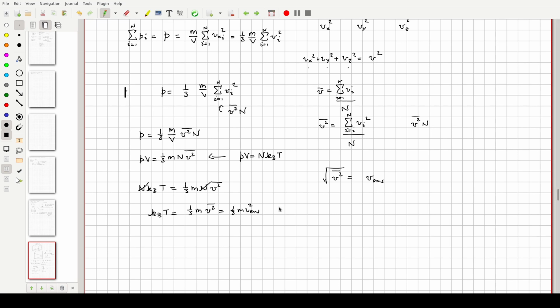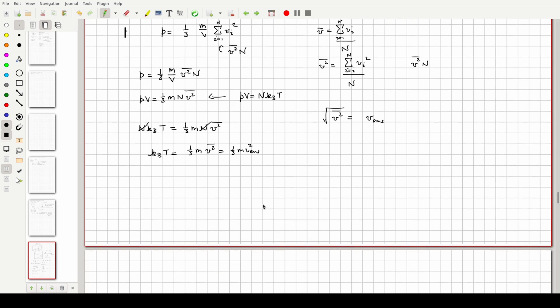m v RMS squared. The next thing I'd like to do is to multiply both sides by 3 and then divide both sides by 2. On the left-hand side, that gives me a 3/2 k sub B T. And on the right-hand side, multiplying it by 3 gets rid of the 1/3, and that puts a 1/2 out in front. And now you have an expression for the kinetic theory of temperature. Temperature is related to the average kinetic energy of the atoms and molecules that make something up. That's what that says.